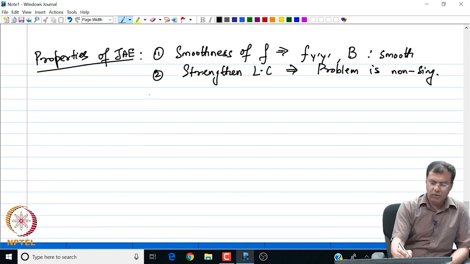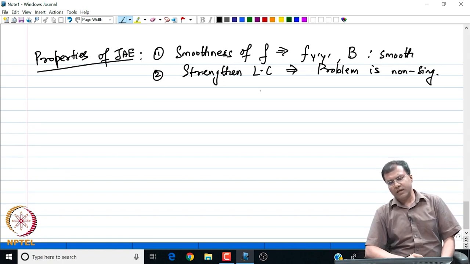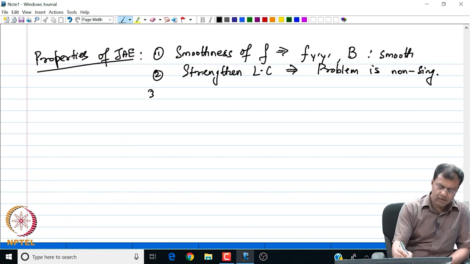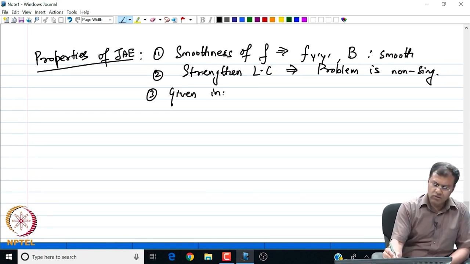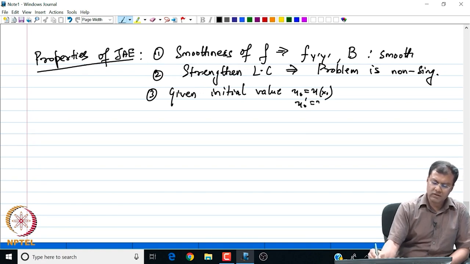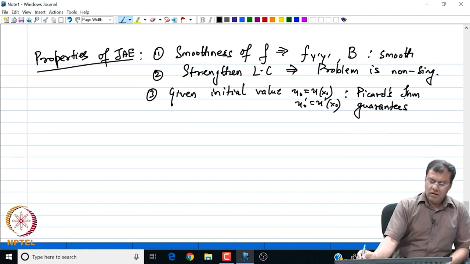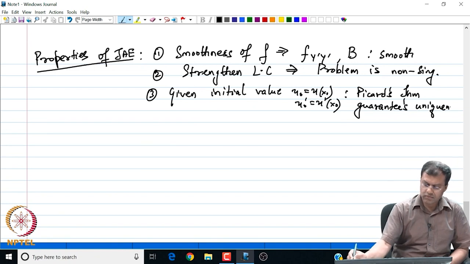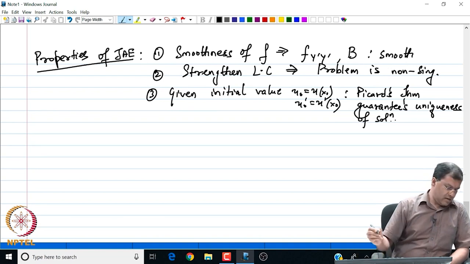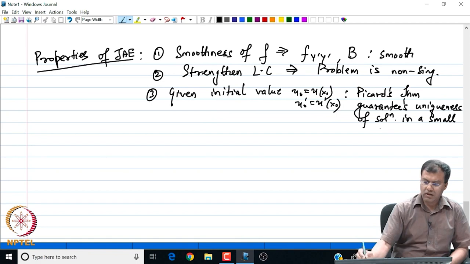Suppose we are given an initial condition to this equation. Then the continuity of the function f will guarantee via Picard's theorem that there is a unique solution in a neighborhood around that initial point. What I just said is the following: given initial values u0, which is u of x0, and u0 prime, which is u prime at x0, Picard's theorem guarantees uniqueness of the solution in a small neighborhood of x0.